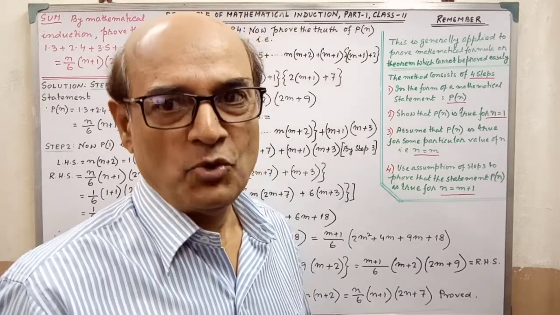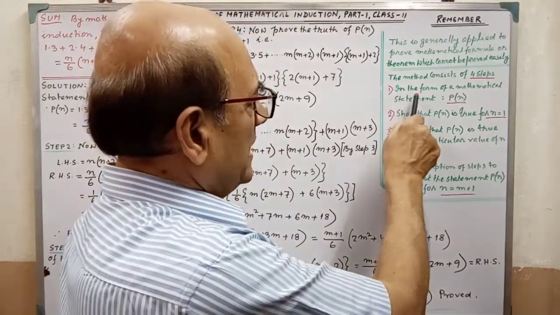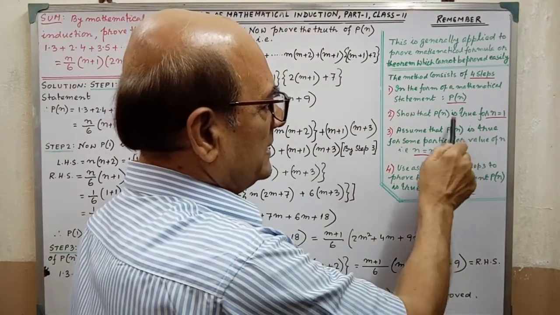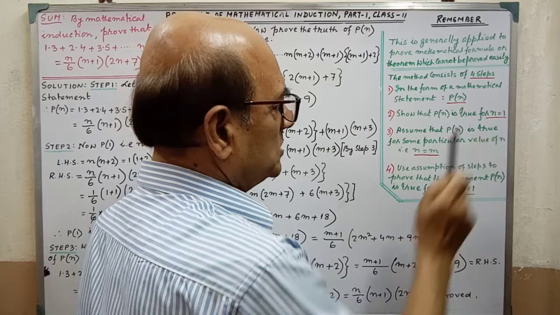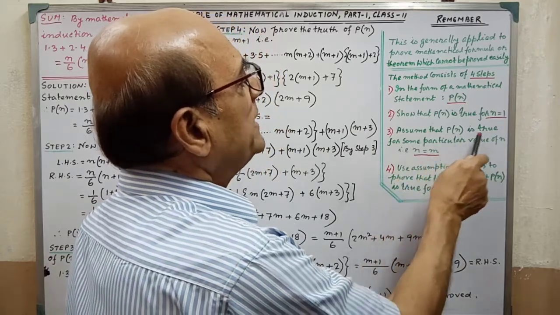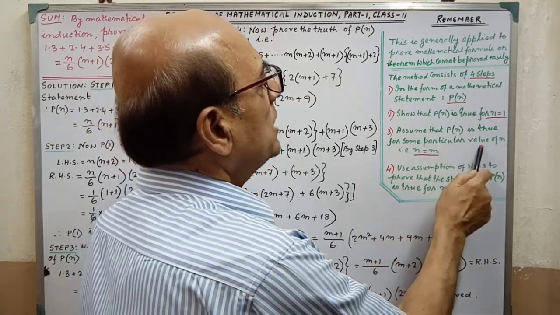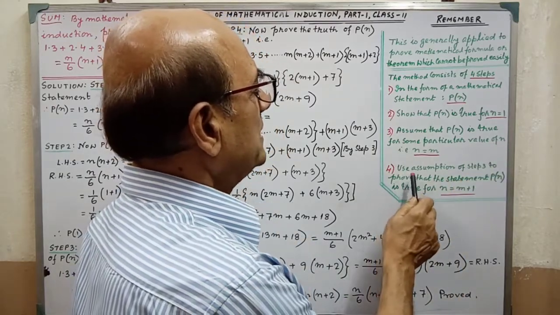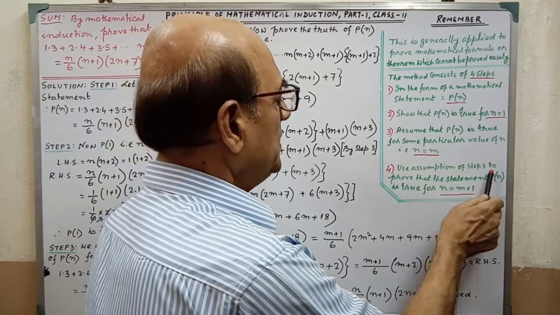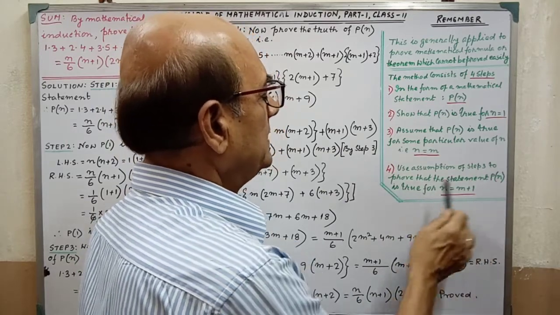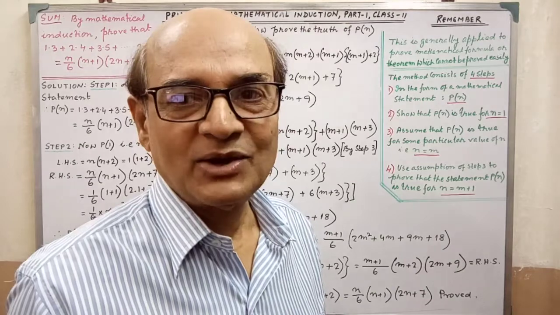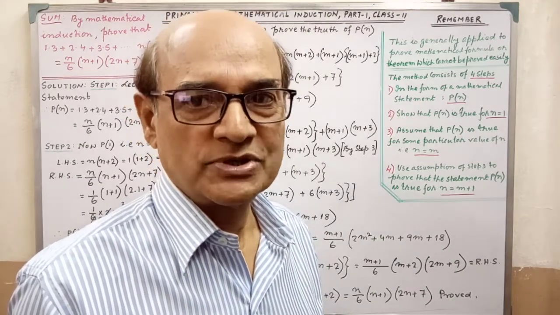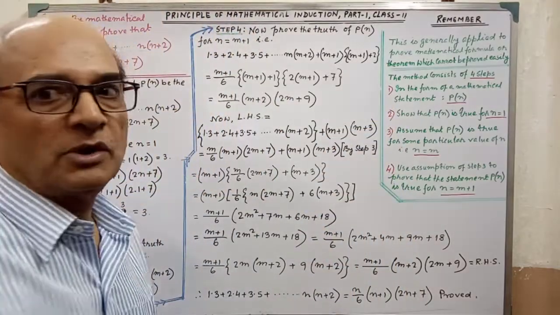These 4 steps you have to remember. First, write the statement in the form of a mathematical statement, that is Pn, then show that Pn is true for n equal to 1. Second, assume that Pn is true for some particular value of n, that is n equal to m. And last, use the assumption of step 3 to prove that the statement Pn is true for n equal to m plus 1. These are the 4 steps. Now see the example, then it will be clear.